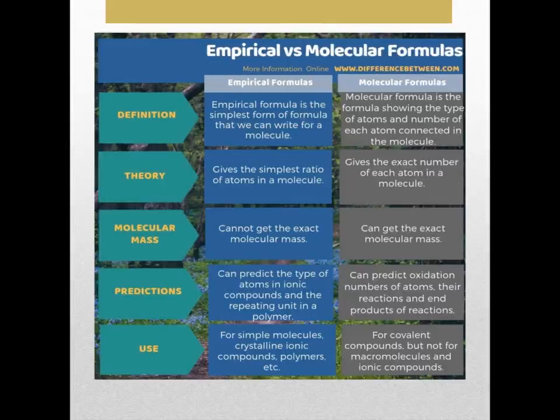We can predict the type of atoms in ionic compounds and the repeating unit in a polymer. But in molecular formula, we can predict oxidation, number of atoms, their reactions and end products of reactions. Where is it used? Empirical formula is used for simple molecules, crystalline ionic compounds, polymers, etc. And molecular formulas are used for covalent compounds.